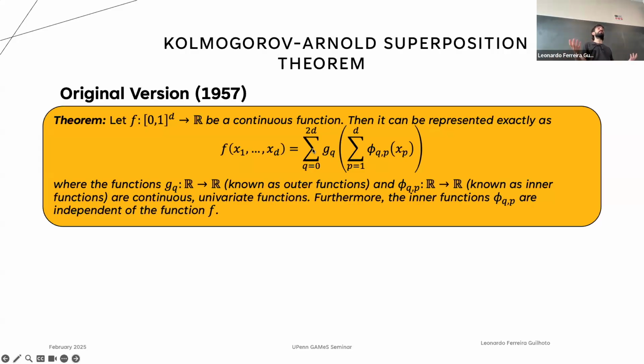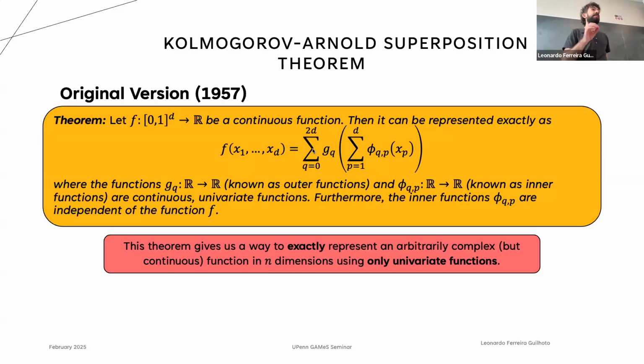So what is the usefulness of this theorem? Why do we care about it? One very interesting thing is that this gives us a way to exactly represent an arbitrarily complex function, as long as it's continuous, in n dimensions using only univariate functions. That is the key insight over here. So this function, f, is a function of many inputs. But each of these functions that you see over here, both the outer and the inner functions, are all univariate functions. So this tells you that all the information that is embedded in this multidimensional space can be represented exactly via continuous functions of only one dimension.